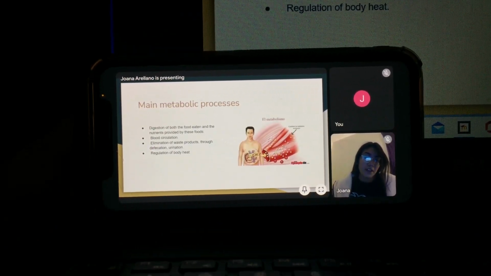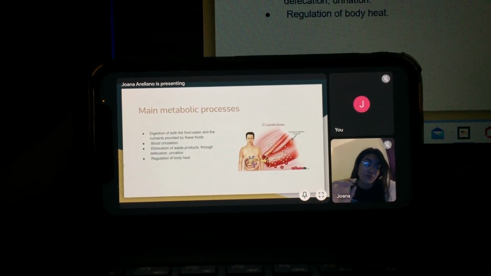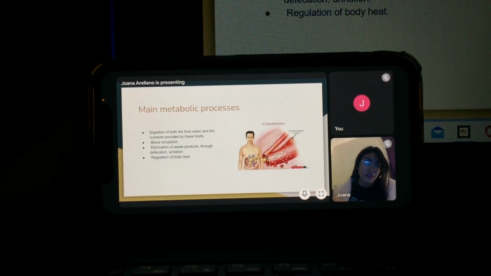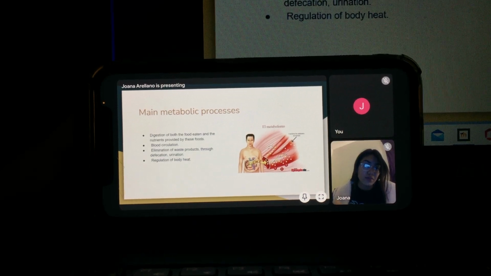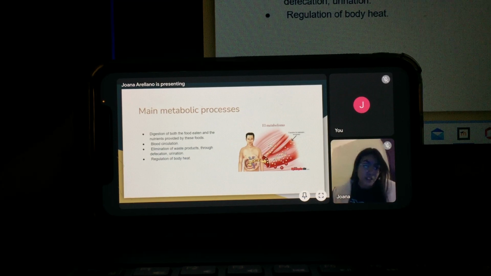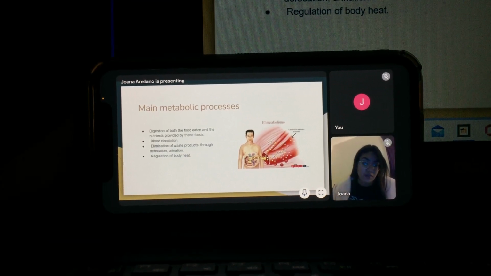And the main processes for metabolism are the digestion of both the food eaten and the nutrients provided by these foods, blood circulation, elimination of waste products, and regulation of body heat.